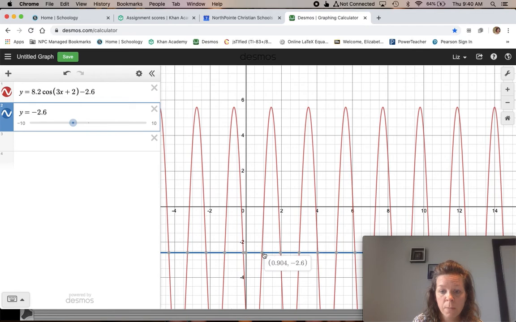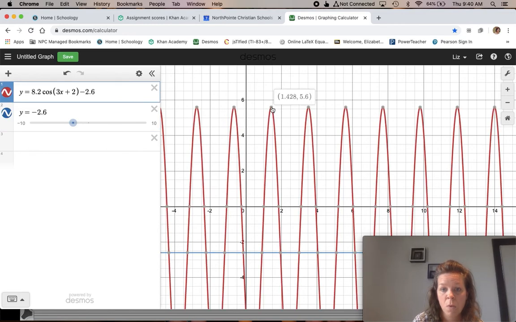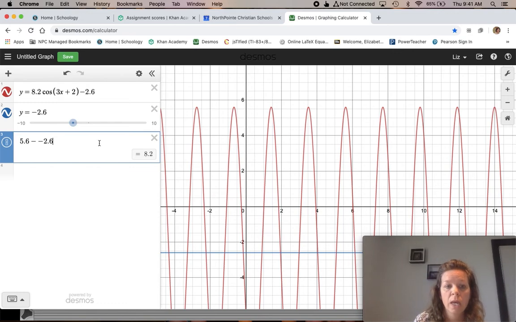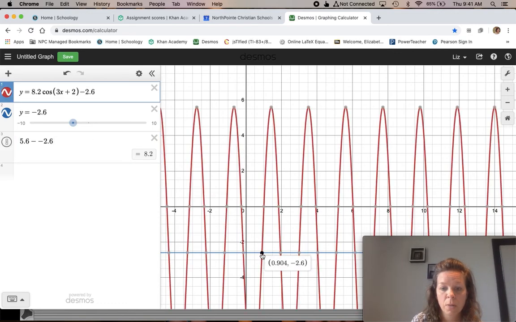So here is a middle point. It has a y value of negative 2.6. Here's a high point. It has a value of 5.6. So if we take the difference between the middle and the high, then we should be able to find our amplitude. If I do 5.6 minus negative 2.6, 5.6 was a high point, minus negative 2.6 was our middle point, we get 8.2, which is the amplitude. So again, here was our middle point at negative 2.6, and here was our high point at 5.6. Okay, so that would be our amplitude. Or on this problem, you could as well be given that high and low, and then have to take that difference and cut it in half.